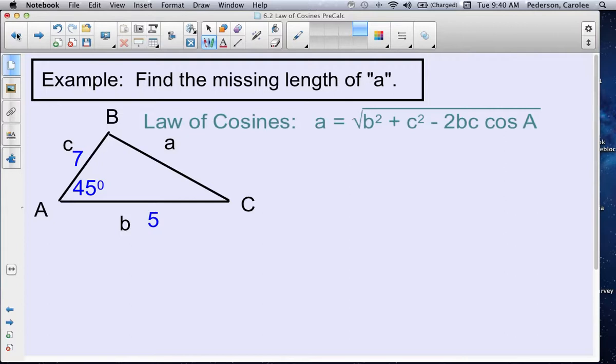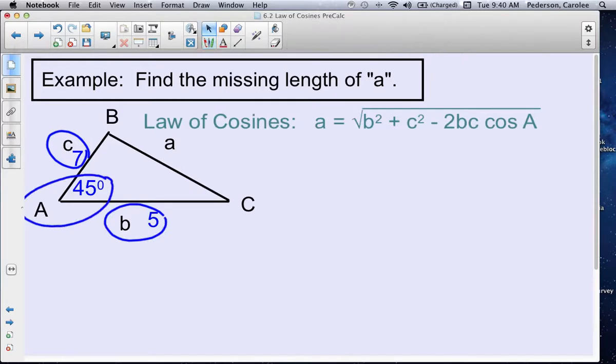Example. How do we actually find a side length using this formula? You choose if you want to write this down or not, if you remember it or not. What we're giving you in this triangle is a side angle side. We're giving you side c, side b, and angle A, and we want you to find the missing side length of a. So we just substitute everything in.